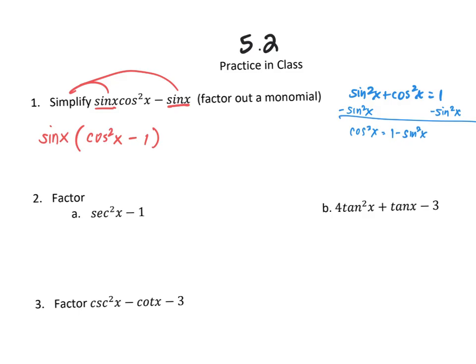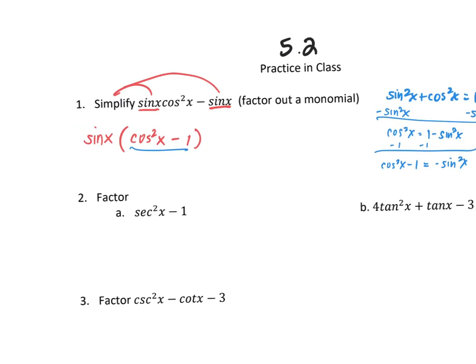And then I can subtract 1 from each side. So then I get cosine squared x minus 1 equals negative sine squared x. Okay, so now I can take this cosine squared x minus 1 and replace it with negative sine squared x. Bring down the sine x that was already there. And now we just have to multiply them together to get negative sine cubed x.